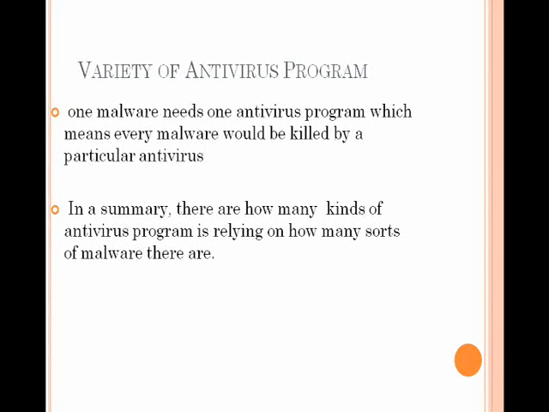The second part is the variety of antivirus. As we all know, the increasing number of malware is a common and important problem in our time. However, one malware needs one antivirus. That means every malware could be killed by a particular antivirus. For example, the firewall of Junction is the best and most effective to prevent the malware going into the computer. In conclusion, how many kinds of antivirus there are relies on how many sorts of malware there are.